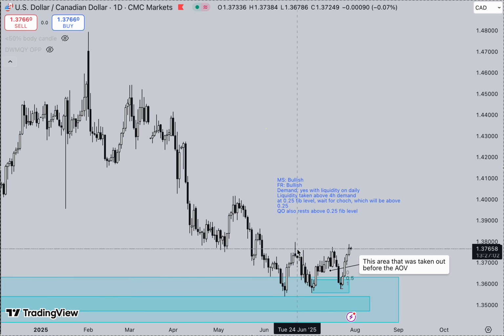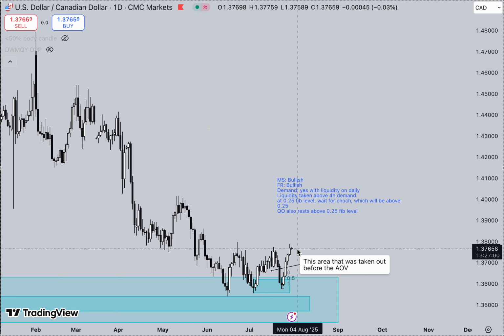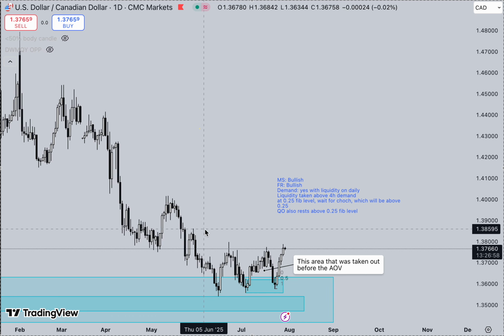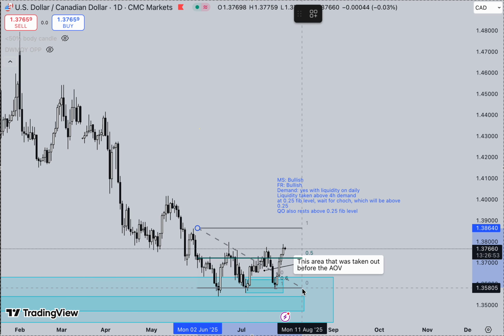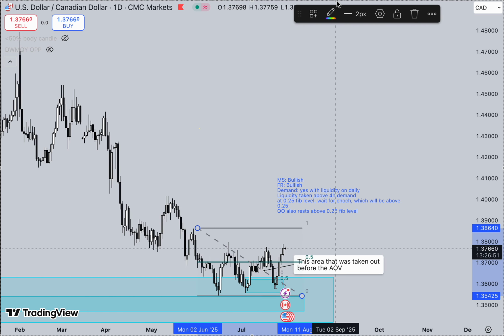Okay, and then let's move to USD CAD. USD CAD, beautiful positions that we had here last week, and now we have the swing high, we have the swing low. Let's put it out. Okay, you can see this, right?